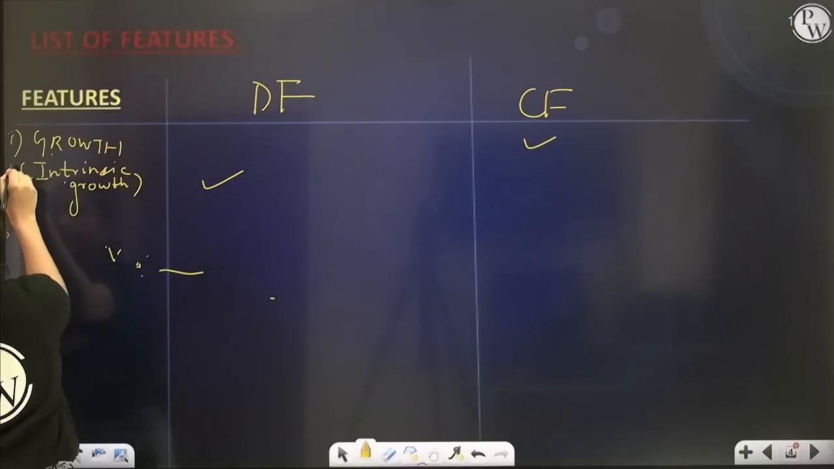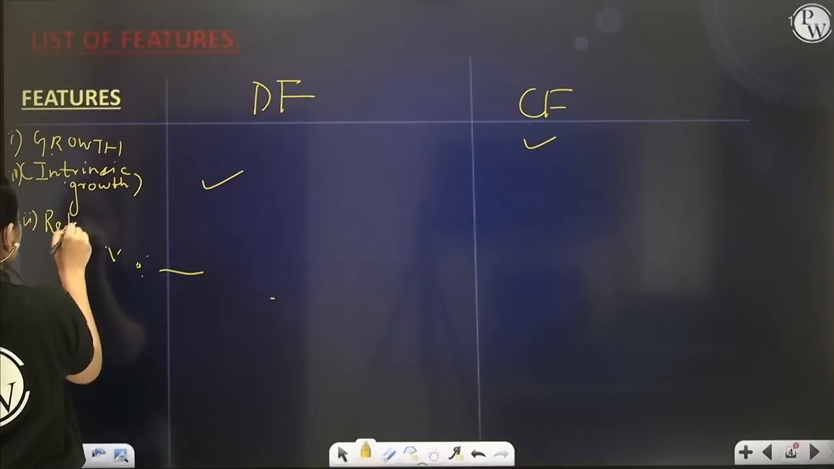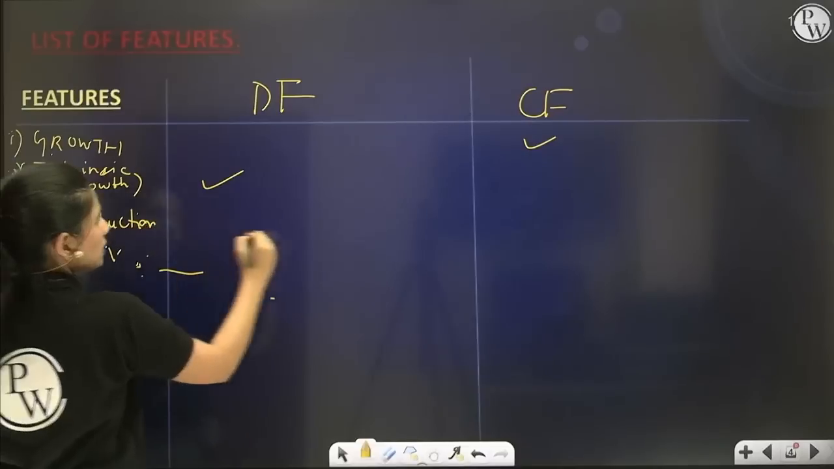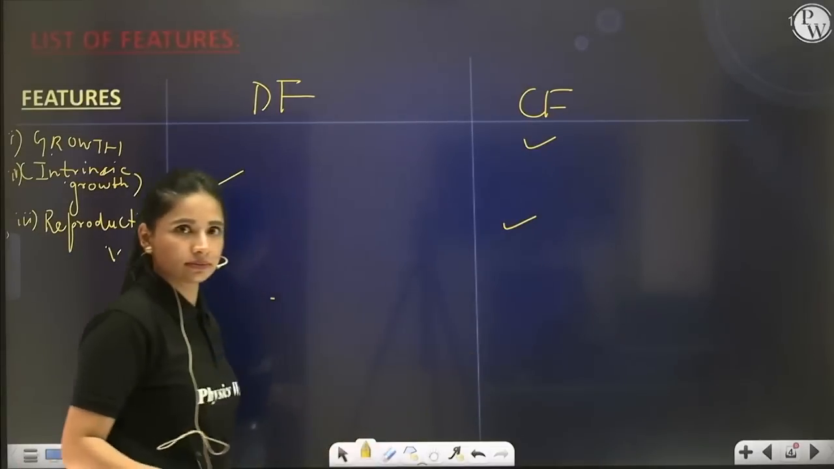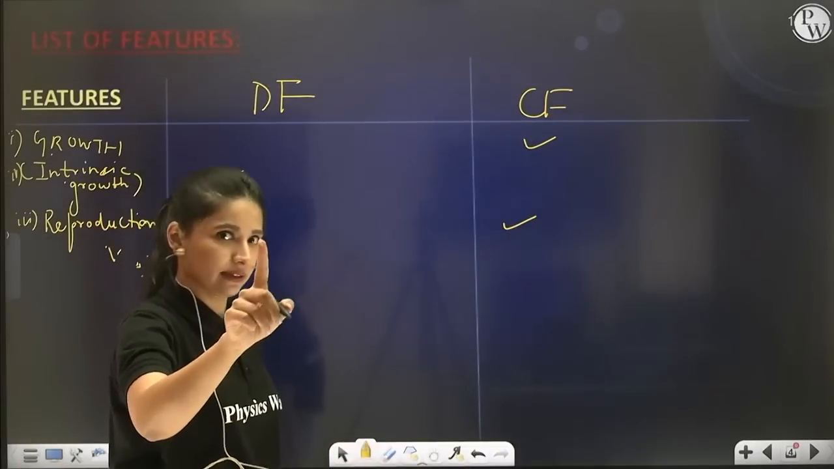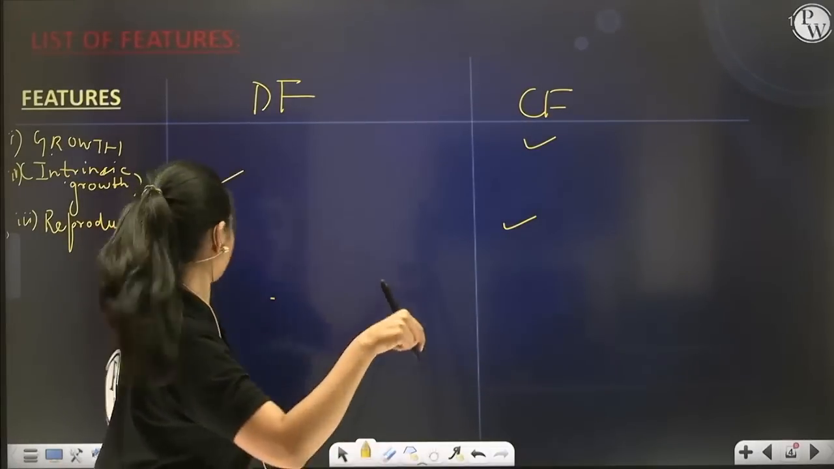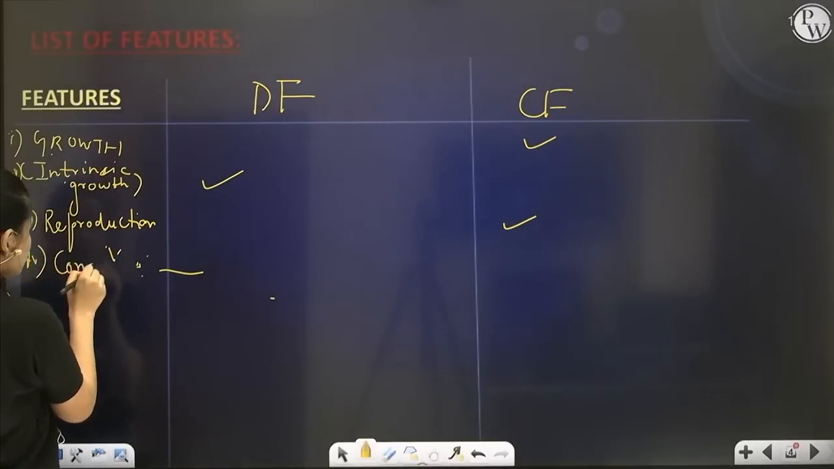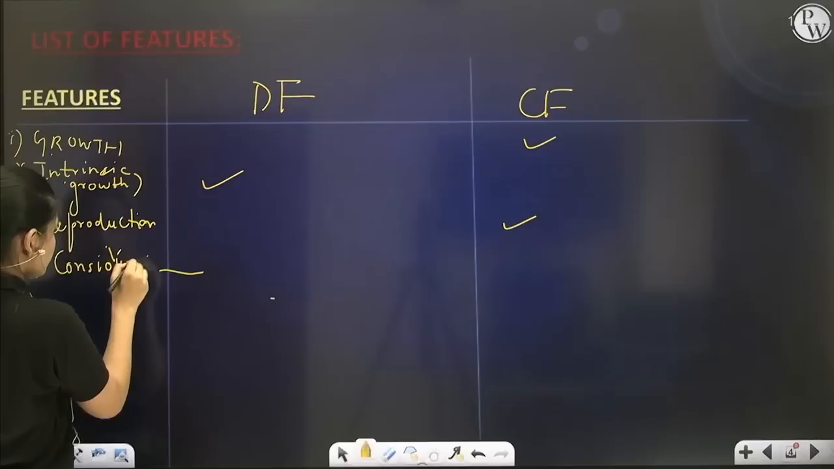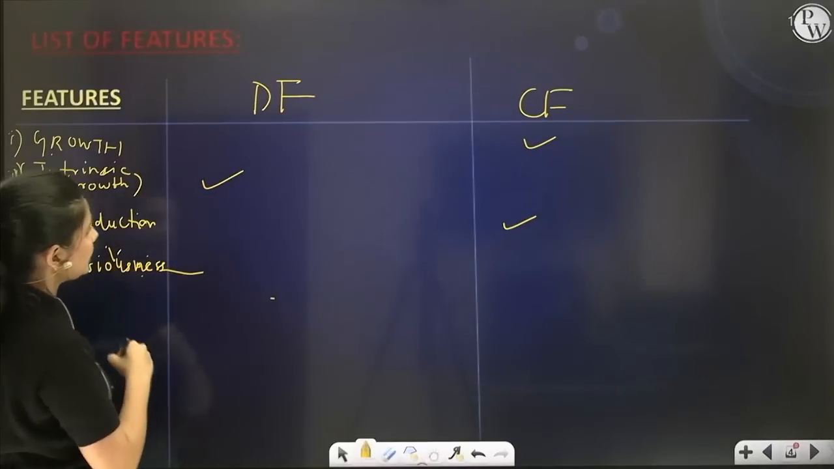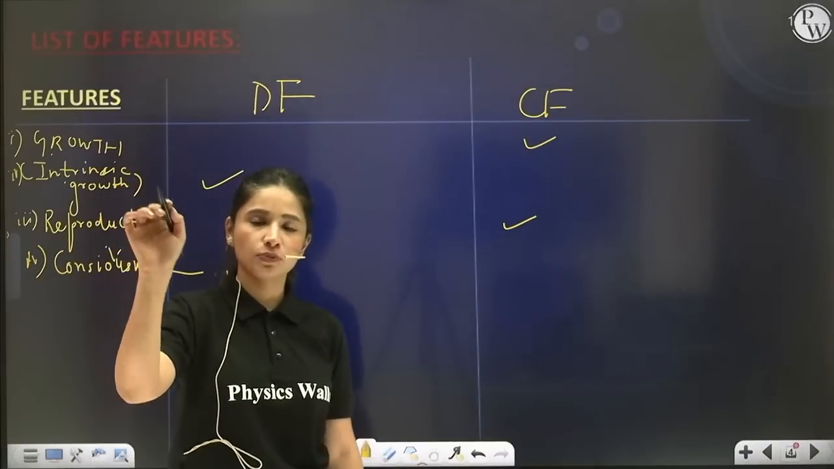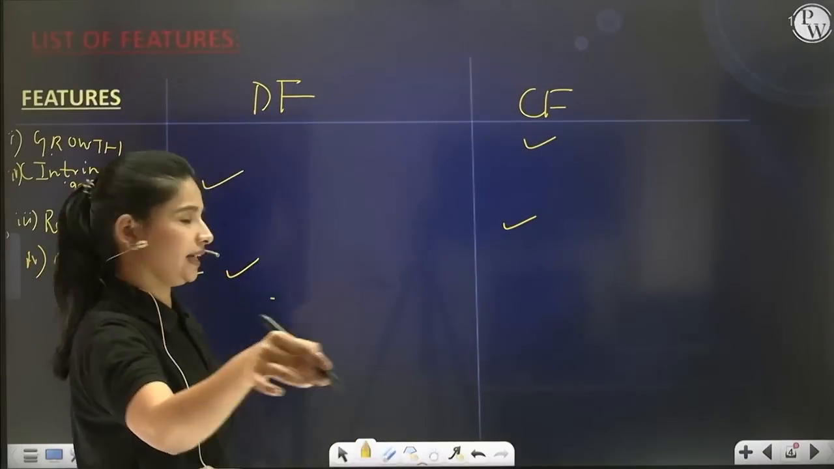This is second. Third, reproduction. What is reproduction? Reproduction again becomes a characteristic feature. You know the reason. I'm not going to repeat it. Okay? Please revise it. Fourth, consciousness. Again, it is a defining feature. All living organisms, without any exception, defining.